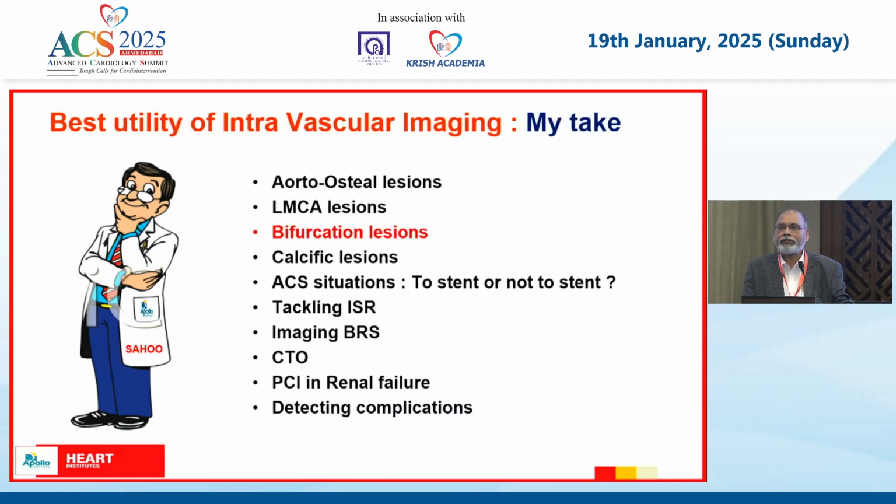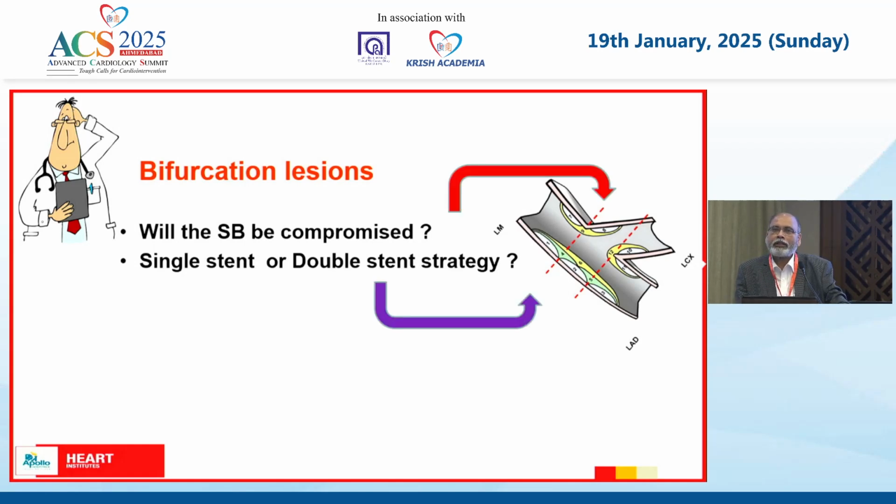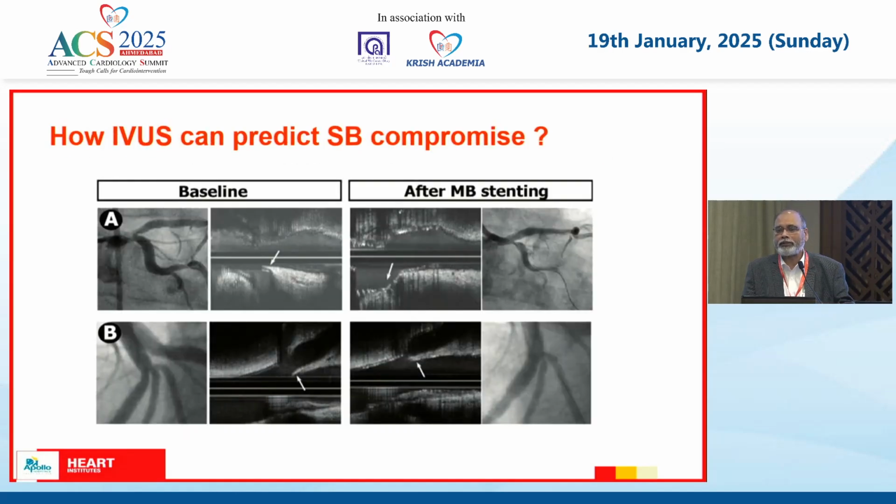Next, come to bifurcation lesions. We have two questions to be answered: will my side branch be compromised, and should we go for a single stent or a double stent strategy? There are guidelines where some people say single stent, some say double stent, for complex lesions. We know there are certain eyebrow signs, in LMCA to LAD, which give us an idea from the angio itself or on the IVUS that we need to expect that this might occlude.